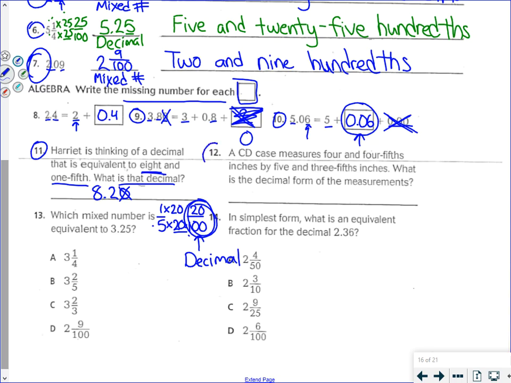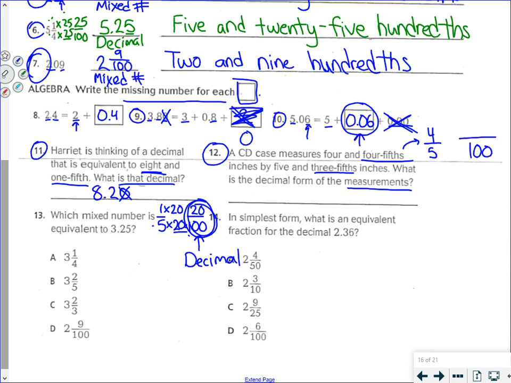All right, try number 12 by yourself. A CD case measures 4 4/5 inches by 5 3/5 inches. What is the decimal form of the measurements? So it just wants to know how big is the CD case. That means we have to convert these to 100, right? So we'll start with this one, 4/5, and we need to get it out of 100.